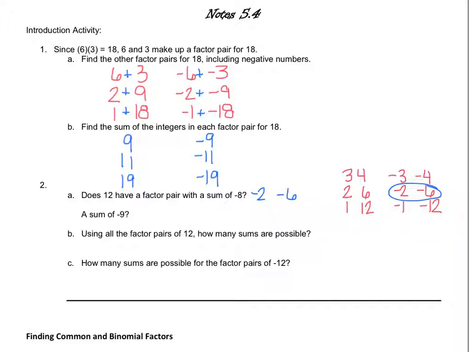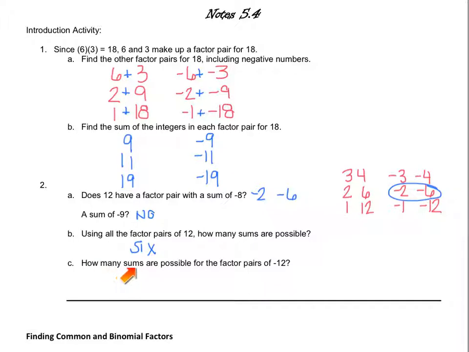What about a sum of negative 9? Do any of these add up to be negative 9? No. So our answer would be no. Now it says, using all the factor pairs of 12, how many sums are possible? Well, let's see, that's 7, 8, 13, negative 7, negative 8, and negative 13. None of those repeated, so we have 6 possible sums.